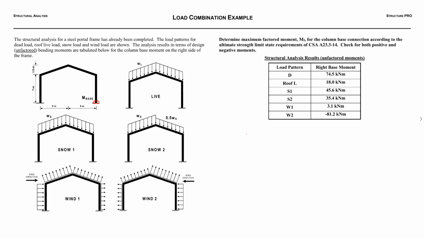We're asked, in bold on the upper right, to determine the maximum factored moment, or M subscript F, for the moment base connection according to the ultimate limit state requirements of CSA A23.3-2014. We need to check both positive and negative moments, but this is our task: find M_F according to the Canadian concrete code.